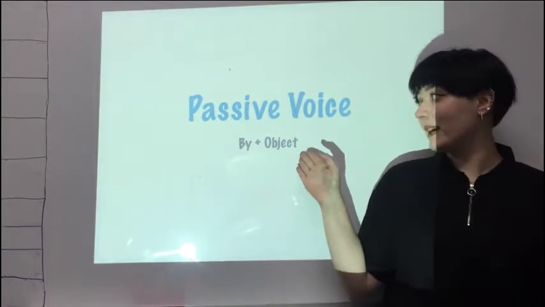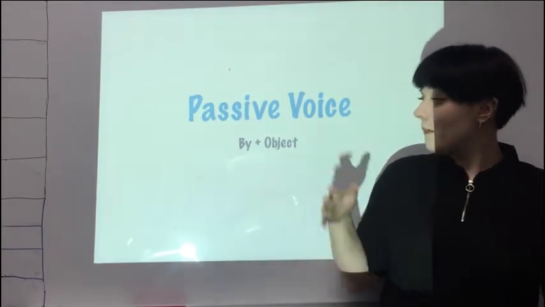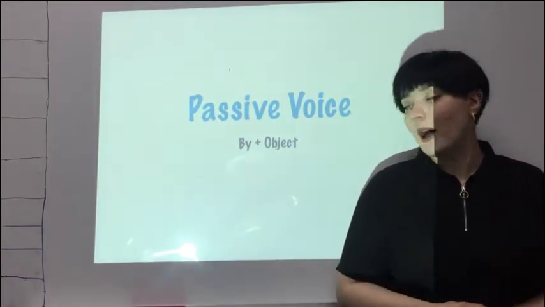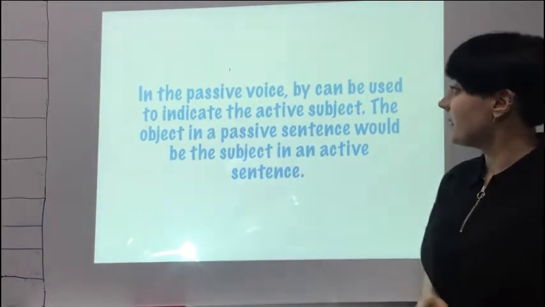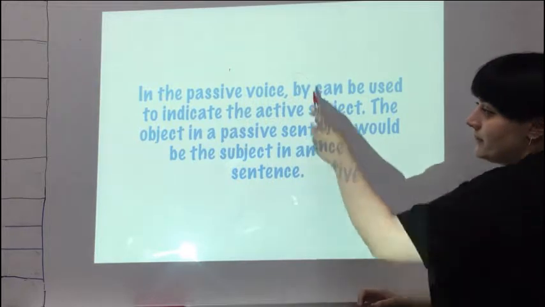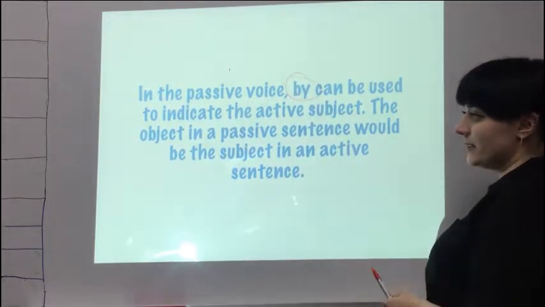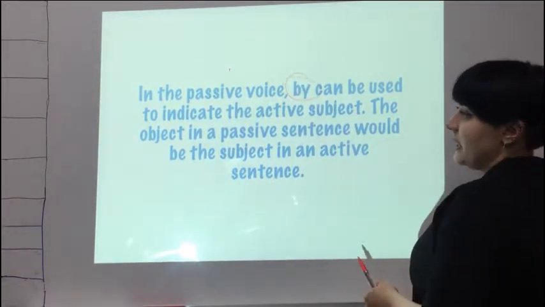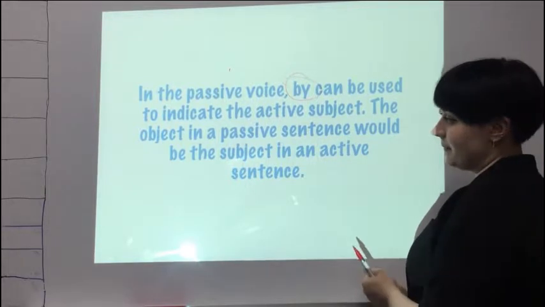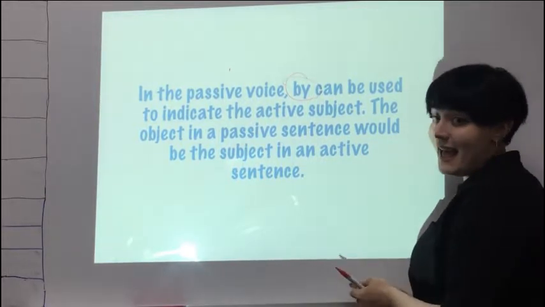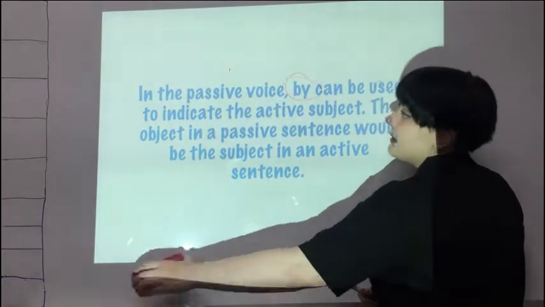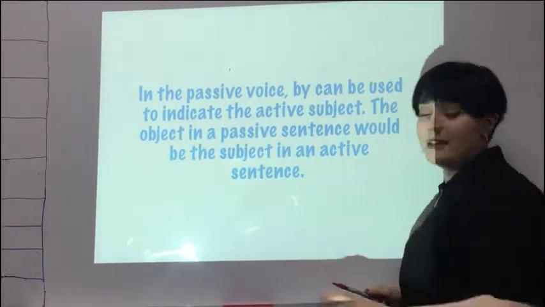Today we will talk more about the passive voice, more precisely about by plus subject. In the passive voice, by can be used to indicate the active subject. The object in a passive sentence would be the subject in an active sentence. What does that mean? Let's take a look.